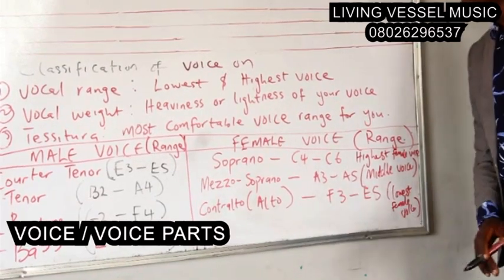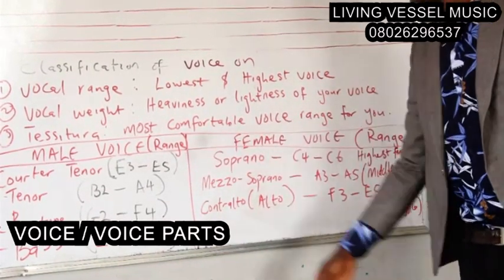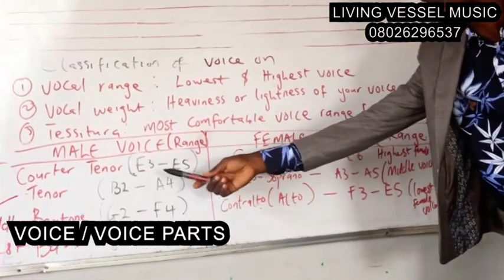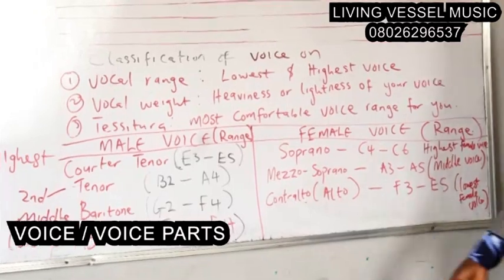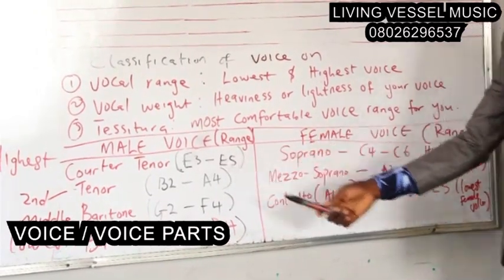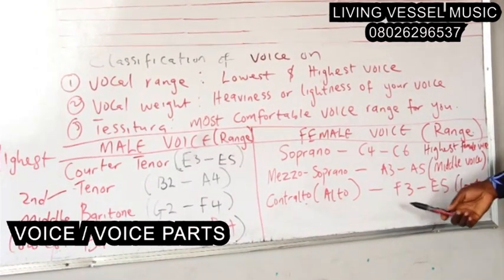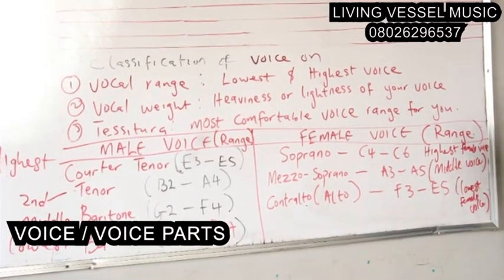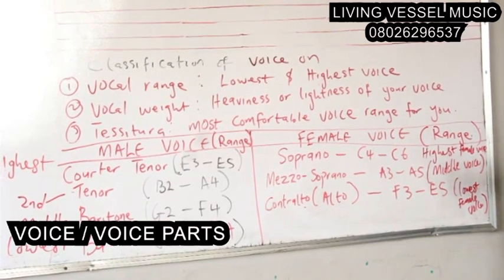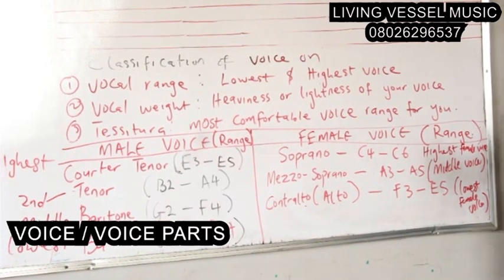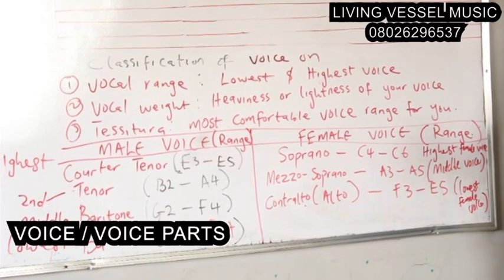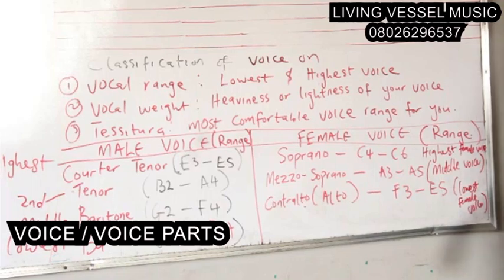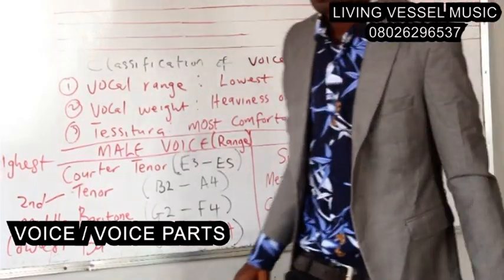Now, in conclusion on this, the countertenor and the contralto, I want you to look at the vocal range. You discover that the vocal range for the countertenor is E3 to E5, almost the same thing with the contralto. So the countertenor that the men use for singing is slightly equivalent to the alto voice part for the female. So take note of that.